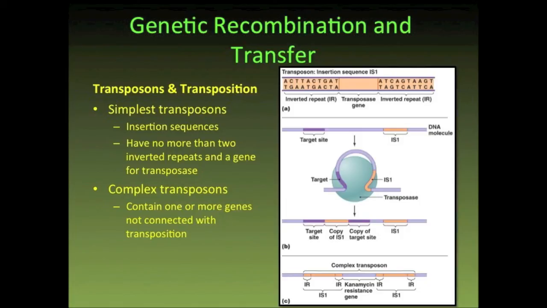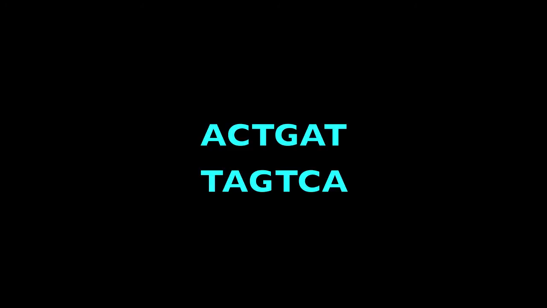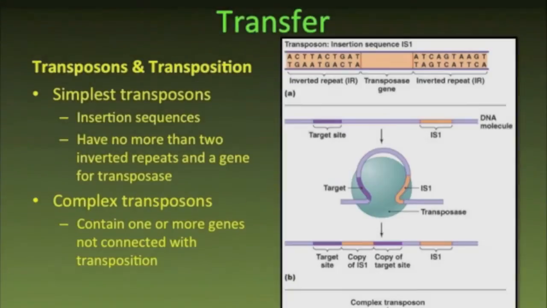Palindromic sequences, also known as inverted repeats, are sequences of DNA that are identical to an inverted sequence in the complementary strand. For example, ACTGAT is the palindrome of TAGTCA. Insertion sequences do not carry genes for any other function.